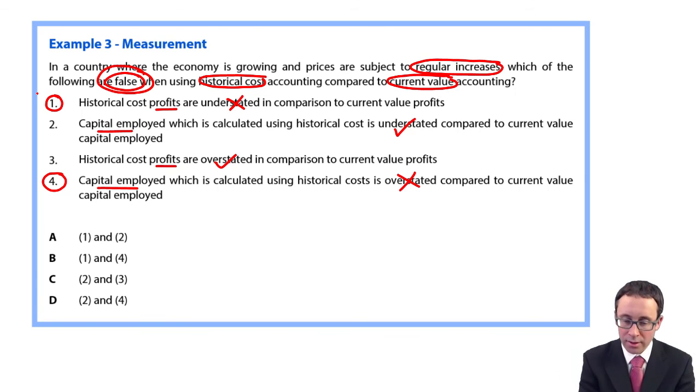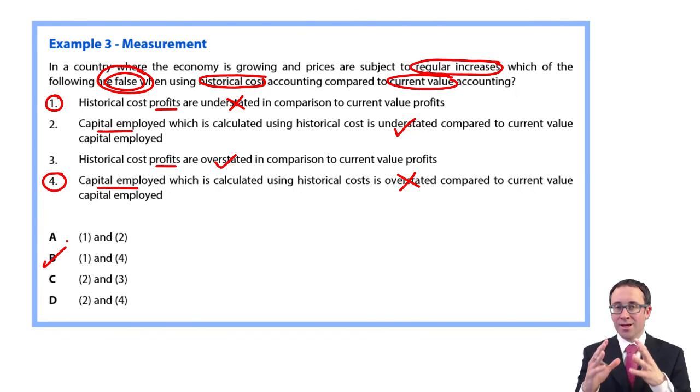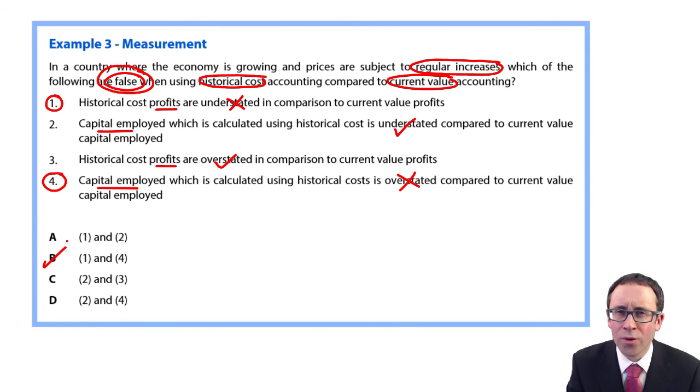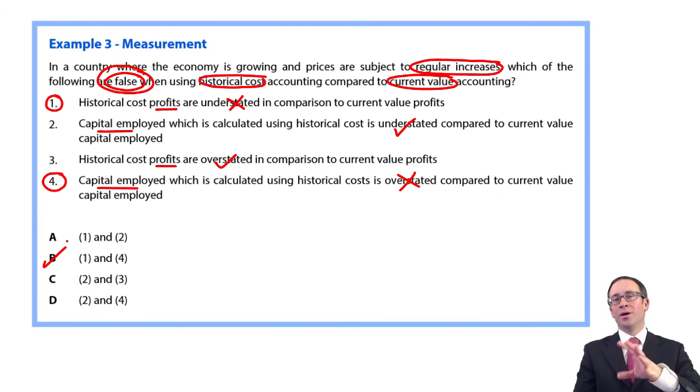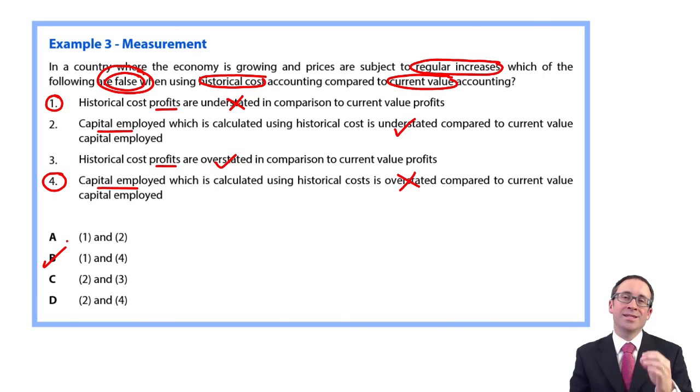So that's number 1. So therefore your correct answer, the one that shows which of those comments are false, is 1 and 4, which is B. That's tough, isn't it? Imagine doing that under exam pressure. But the more you work them, the easier it becomes, and the better you become at answering them.